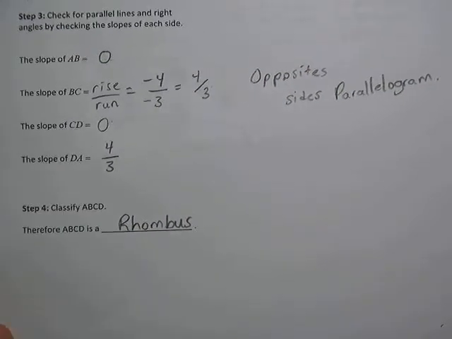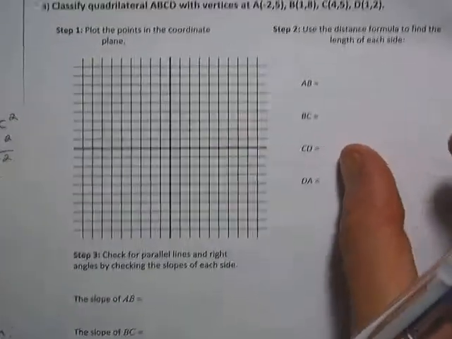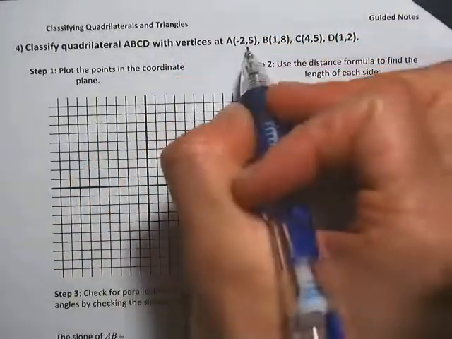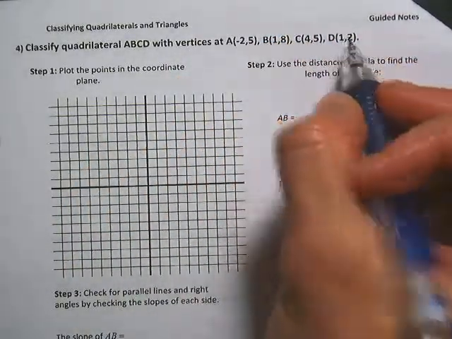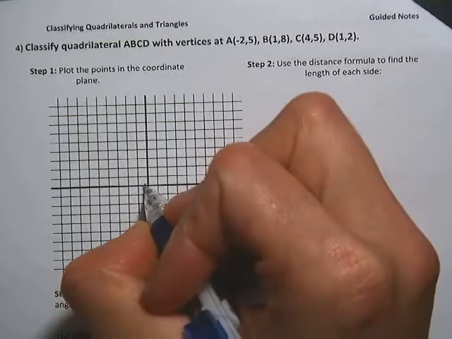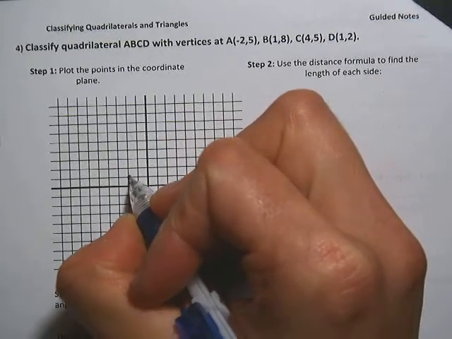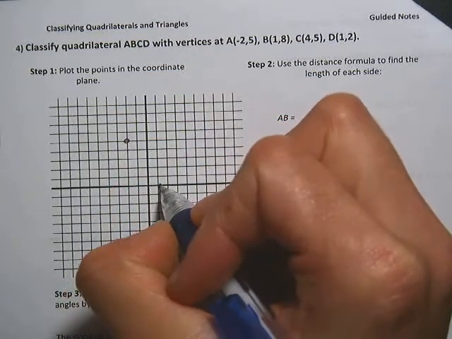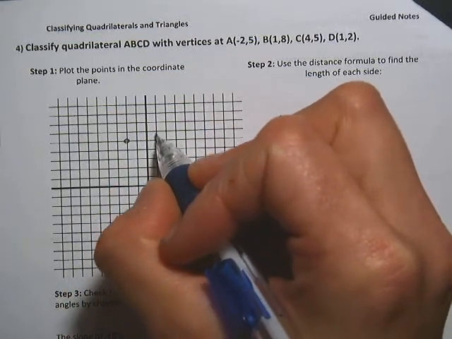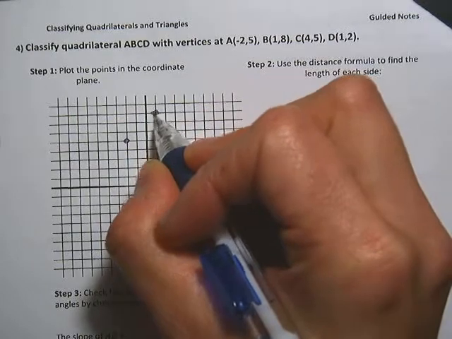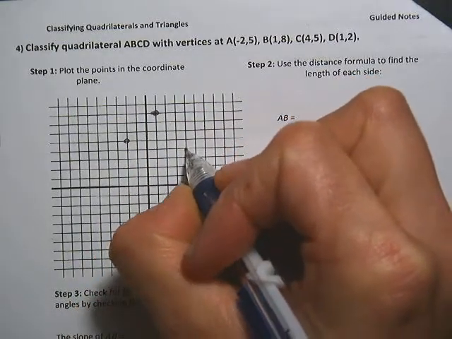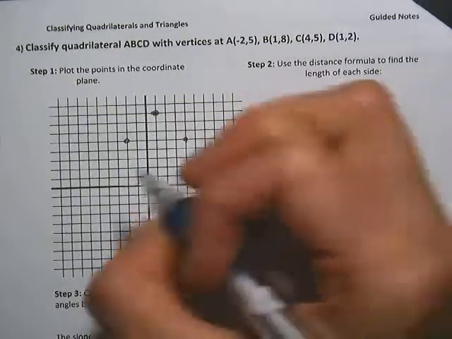Okay, so let's do one more, and then we'll work with triangles after this. All right, so what if we had a quadrilateral that had these as the coordinates? So you start by graphing it. So we got -2, 5. So -2, 1, 2, 3, 4, 5. Then we have 1, 8. So 1, 1, 2, 3, 4, 5, 6, 7, 8. And then we have 4, 5. 1, 2, 3, 4. 1, 2, 3, 4, 5. And then we have 1, 2.